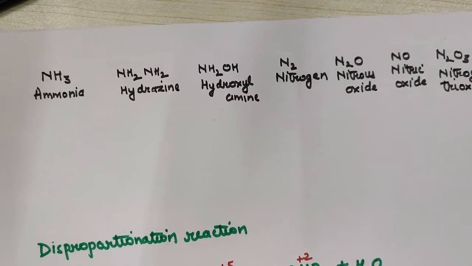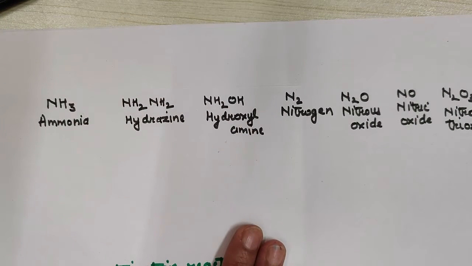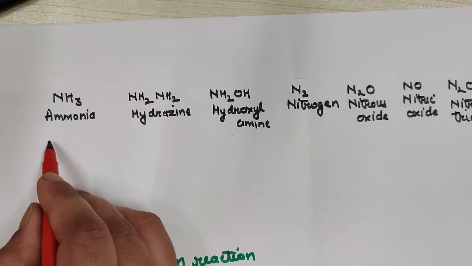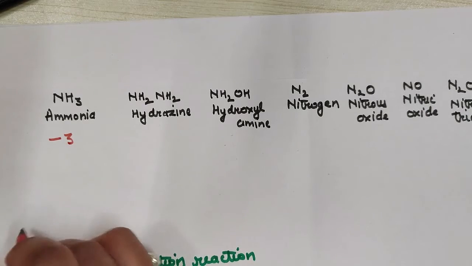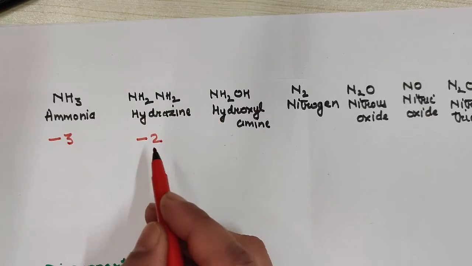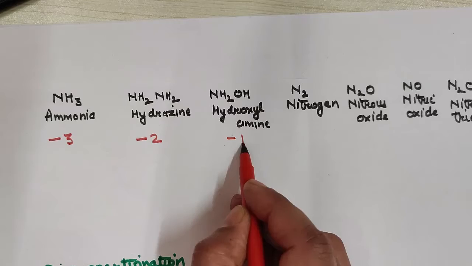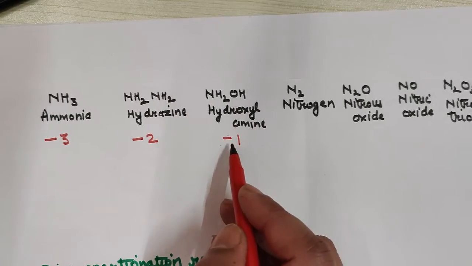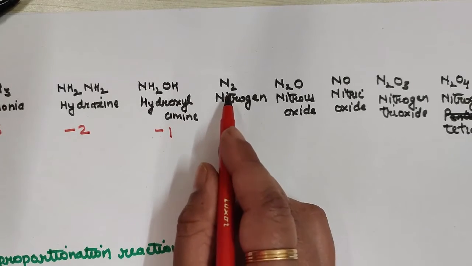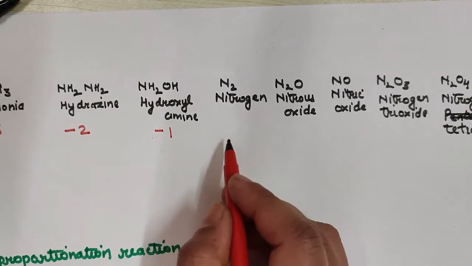Now, when we talk about nitrogen, it exhibits all the oxidation states from -3 to +5. For example, in ammonia it exhibits -3 oxidation state. In hydrazine, the nitrogen is having -2. In hydroxylamine, NH2OH, it will be -1. In case of molecular nitrogen, it will be 0.